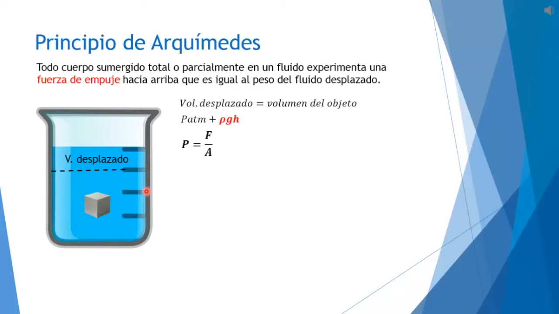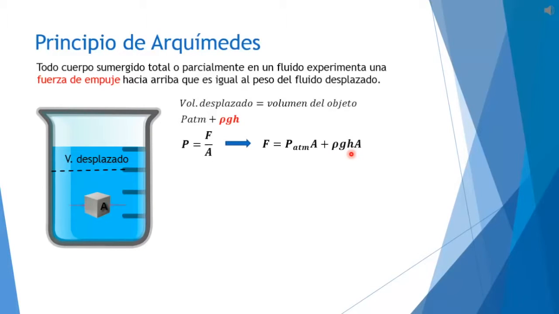By definition, the pressure is equal to the force over the area. If we make a clearance, the force will be equal to the atmospheric pressure plus the product of the density of the fluid, the gravity, and the depth, both pressures multiplied by the area. If we develop this equation, the force applied to the object will be determined by the fluid characteristics, the density, and also by the depth.